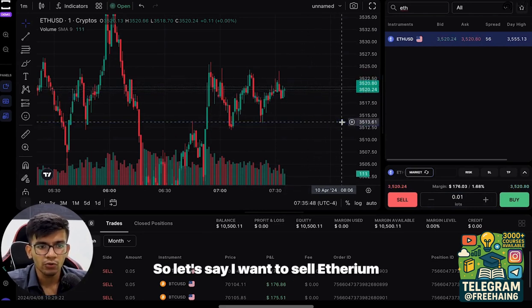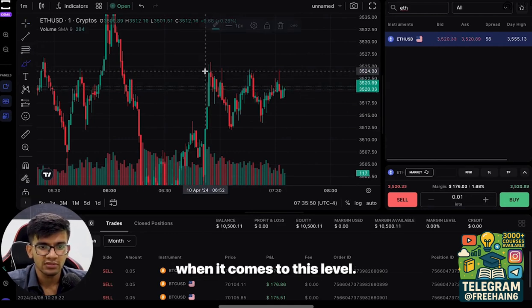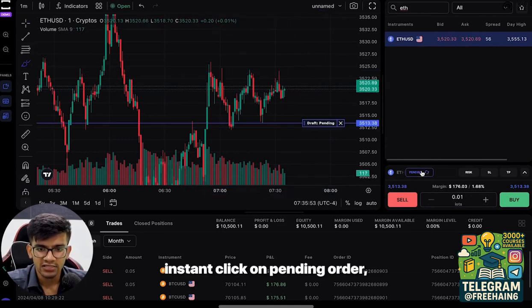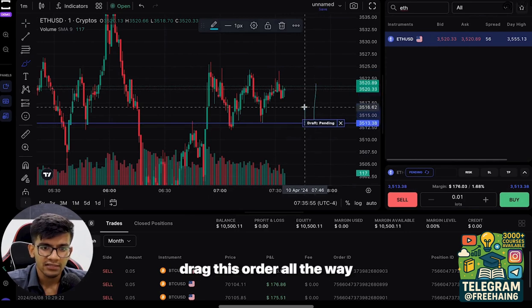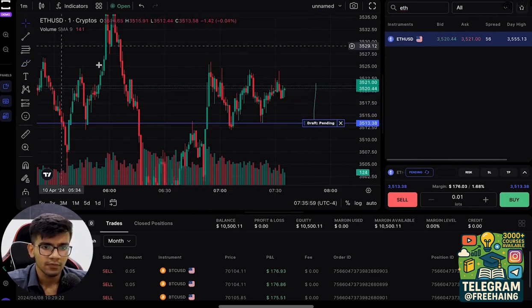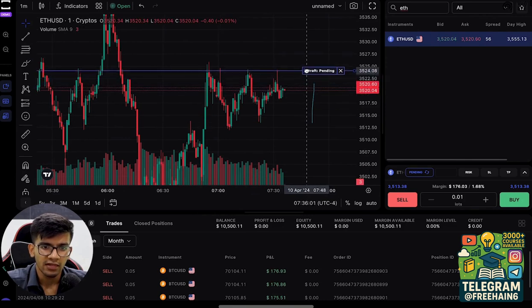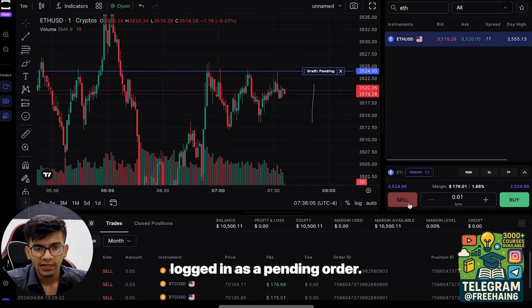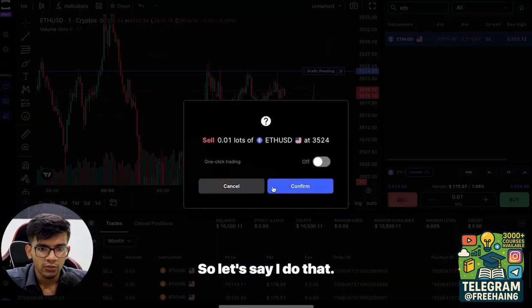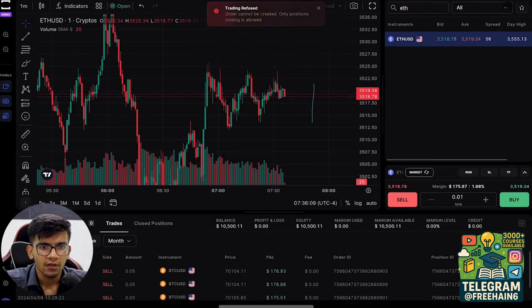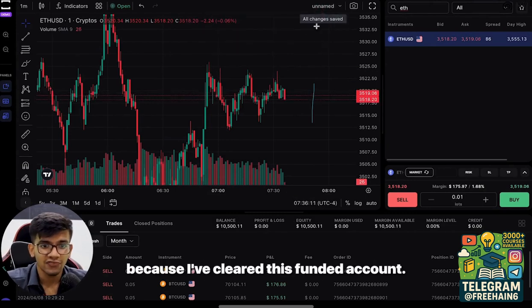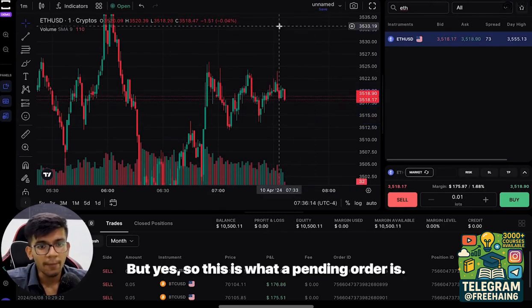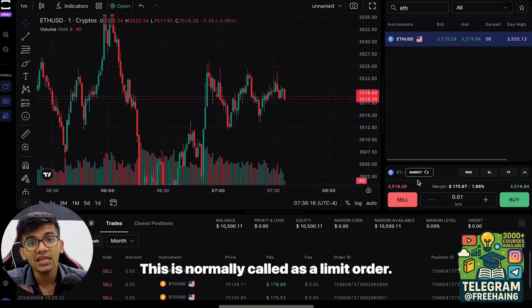Let's say I want to sell Ethereum when it comes to this level. So what I can do here is click on pending order, drag this order all the way to that particular level, and then I can click on sell, and that will be logged in as a pending order. So let's say I do that. I'm not sure if this will work. The trading has stopped because I've cleared this funded account. But yeah, this is what a pending order is. This is normally called a limit order.